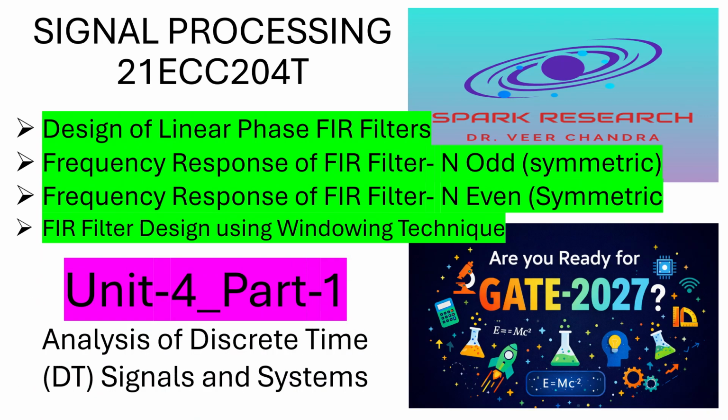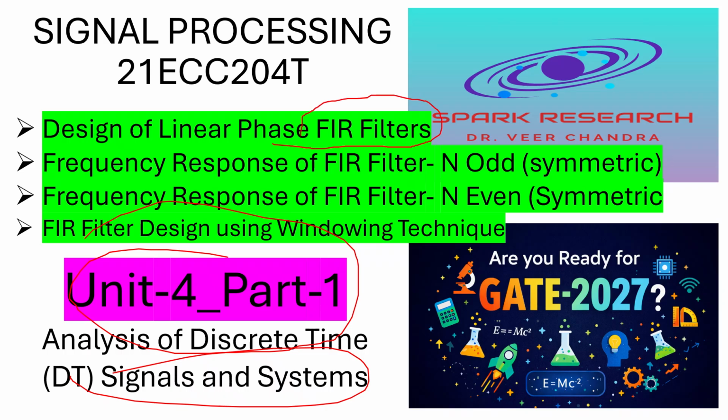And in this session, we are going to talk about the analysis of discrete time systems, signals and systems. So this is part one of unit one. And in this session, primarily, we are going to talk about the FIR filter, that is the finite impulse response filter, and we'll also see the frequency response of this FIR filter, including odd symmetry and even symmetry.